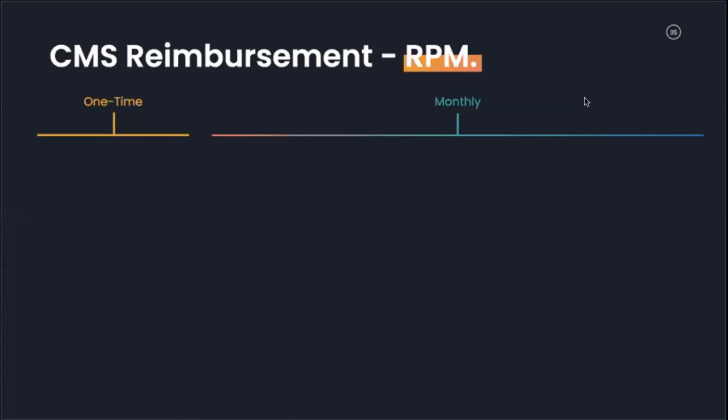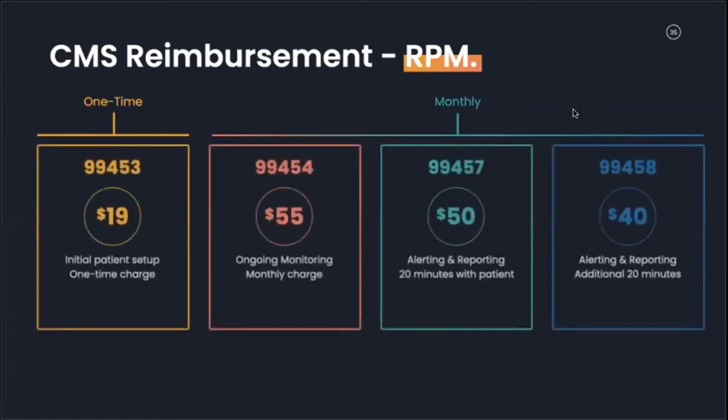And there's 4 codes for RPM, and they also mirror remote therapeutic monitoring as well, different numbers, but the same concepts. So the first code is 99453. This is the initial patient setup. It includes shipping the device, educating the patient, setting up the device on the cellular network, and this is a one-time charge. It doesn't even come close, honestly, to covering the costs of doing that, but it is a one-time charge as it relates to RPM.